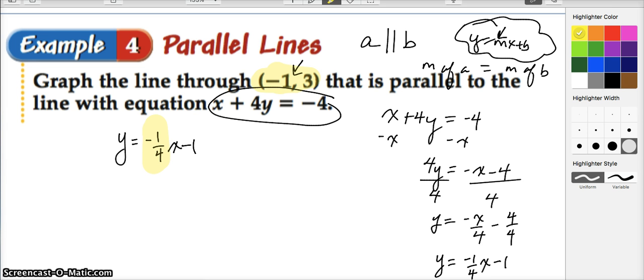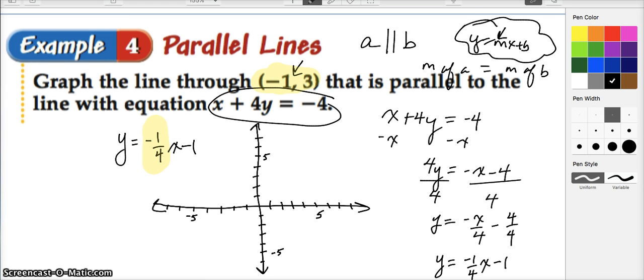I need to graph the line that has this point and this slope. Let's do it. The first thing I want to do is find that point. I need to locate the point by going to negative 1, positive 3. 1, 2, 3. All right, there's the point, that bright yellow dot on your screen. Let me put a little black dot in the middle so you can see it. So negative 1, 3.